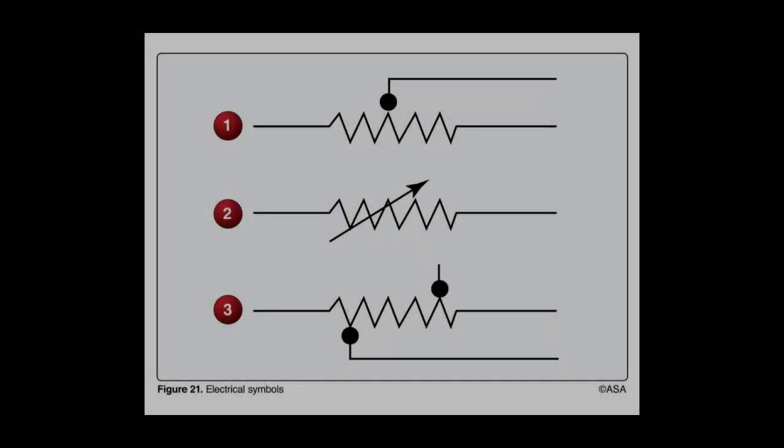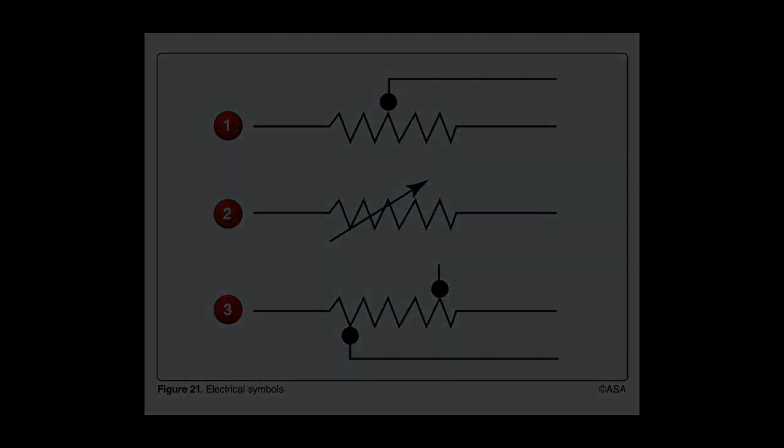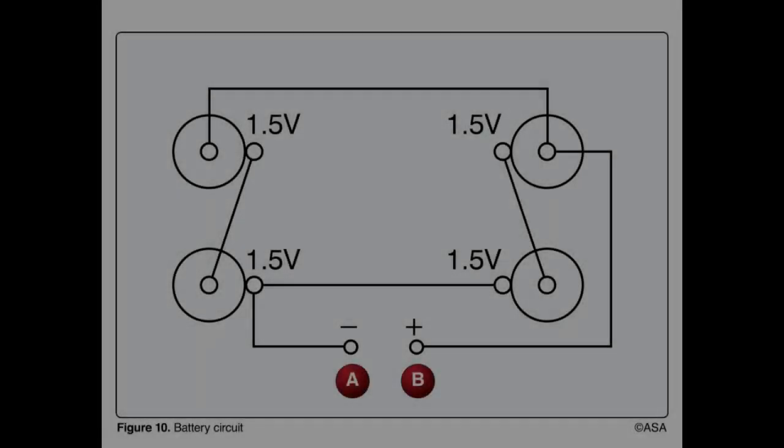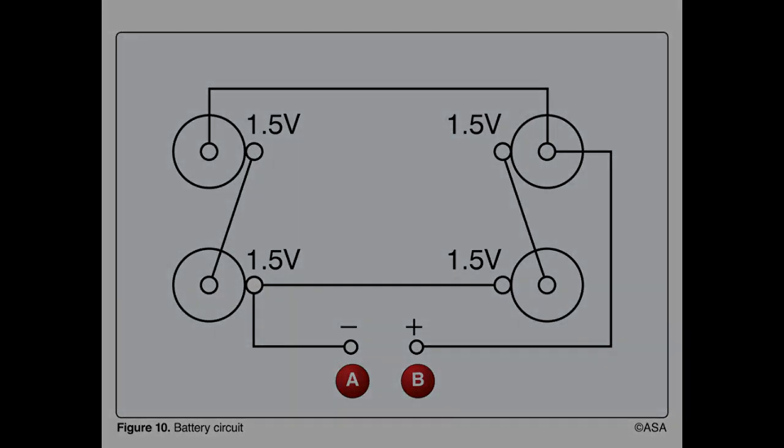Refer to Figure 21. Which symbol represents a variable resistor? 2. Refer to Figure 10. What is the measured voltage of the series parallel circuit between terminals A and B? 3 volts.